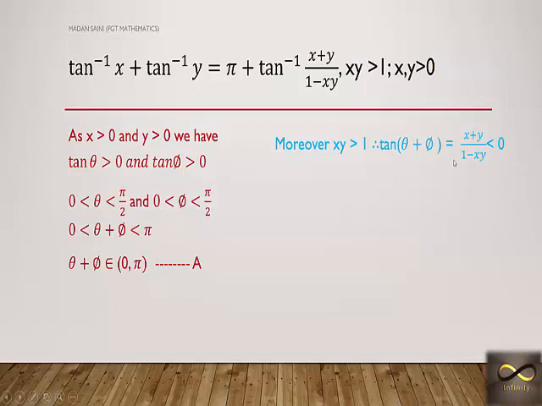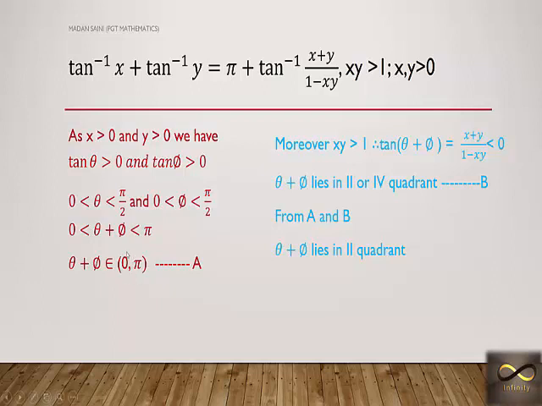हमें पता है tangent function जो है वो सेकेंड एंड फोर्थ क्वाड्रेंट में नेगेटिव होता है. It means theta plus phi lies in second and fourth quadrant. So let us consider this statement as statement number B. Now from statement A and B we can see theta plus phi will lie in second quadrant.